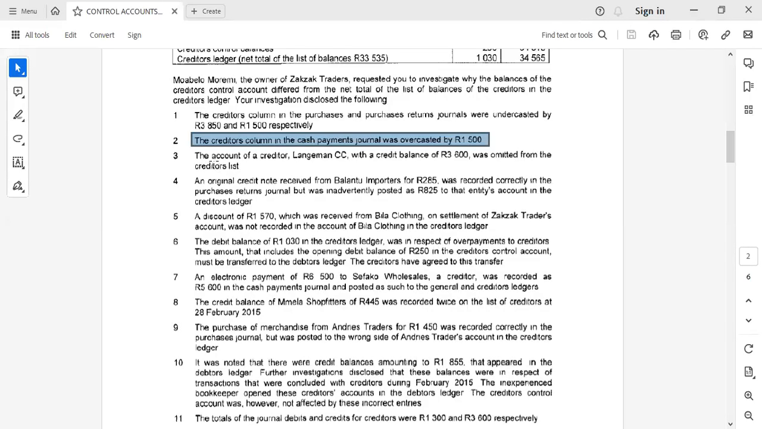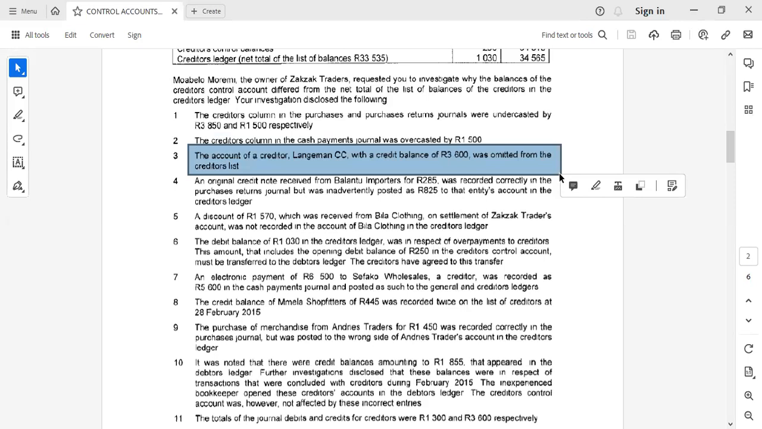Then number 3, the account of a creditor Langerman CC with a credit balance of 3,600 was omitted from the creditors list. Errors on the creditors list will not affect your control accounts. Errors on the list and errors in the individual accounts of the creditors will not affect our control account. It will affect the list. So we're going to deal with that at a later stage.